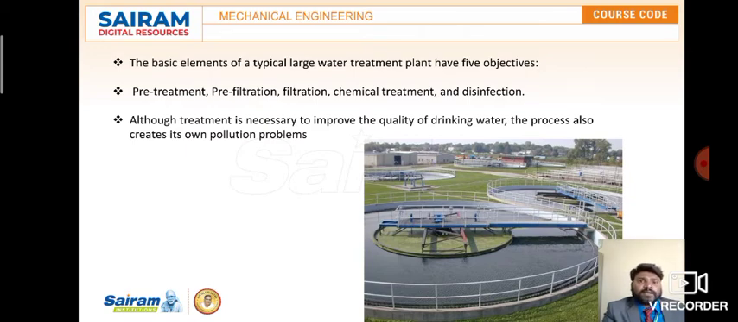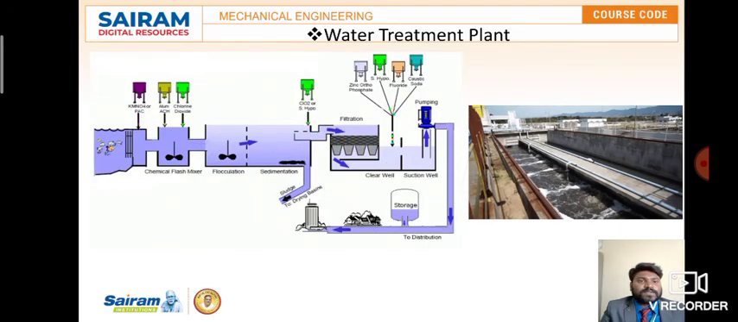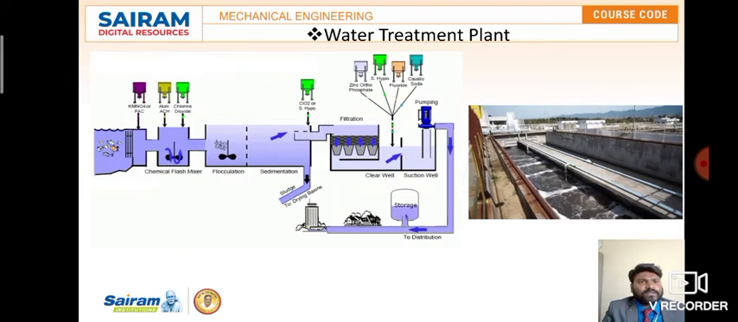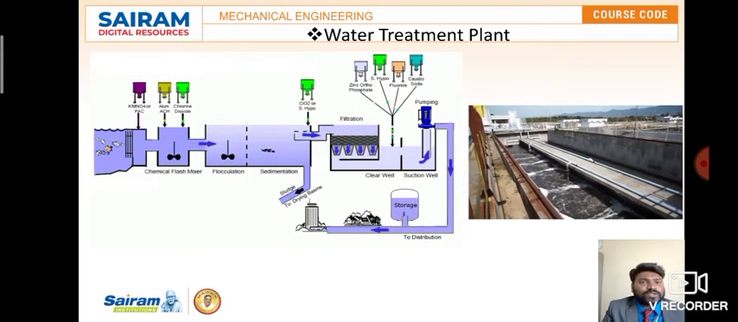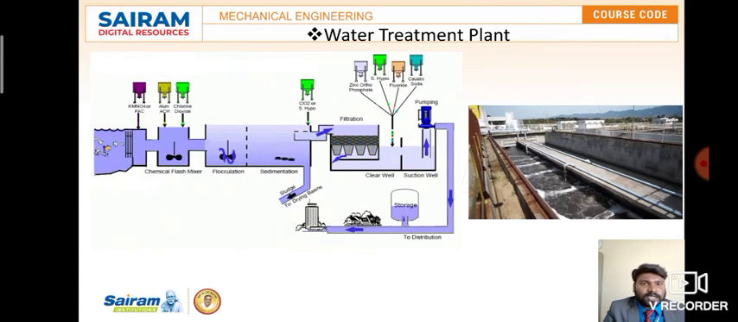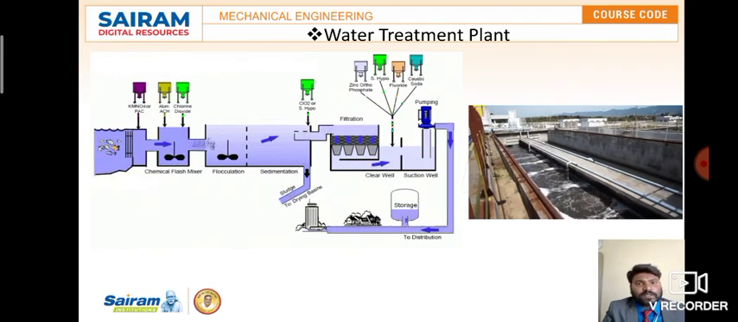Although treatment is necessary to improve the quality of drinking water, the process also creates its own pollution problems. Absolutely, because we are talking about improving the quality of drinking water in this process. There is another advantage: our own pollution problems will be eradicated slowly by doing this water treatment. This is the working principle, just for your reference, how the water treatment plant works and functions, right?